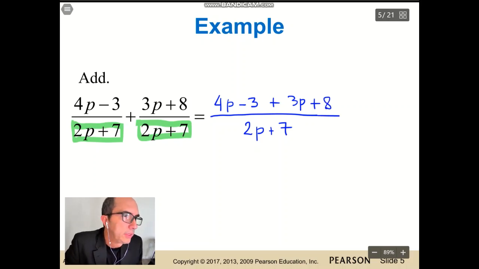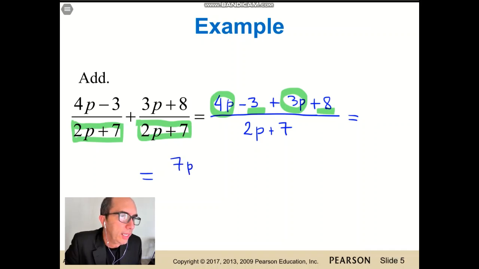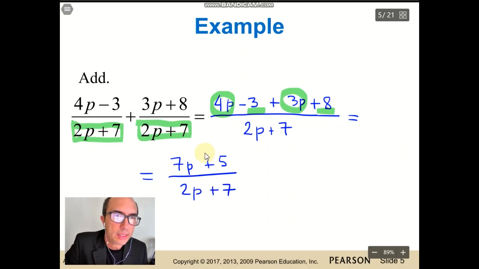Combine like terms, we have 4p with 3p and negative 3 with 8. This is equal to 4p plus 3p, 7p, and negative 3 with 8, positive 5, over 2p plus 7. And this is the result of this addition.